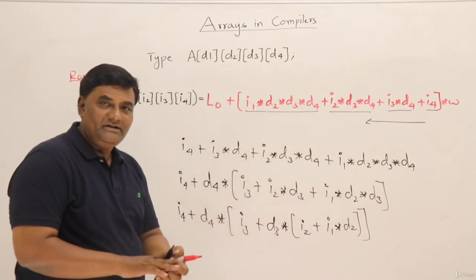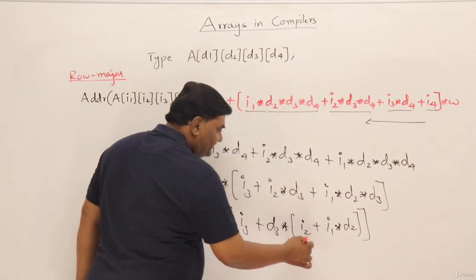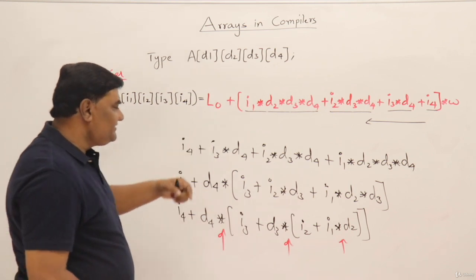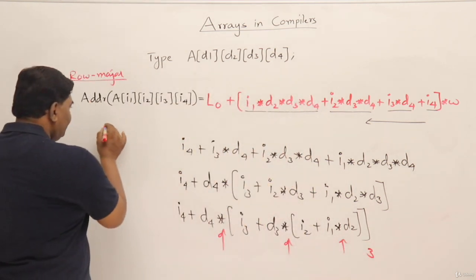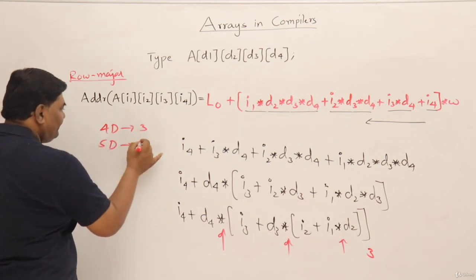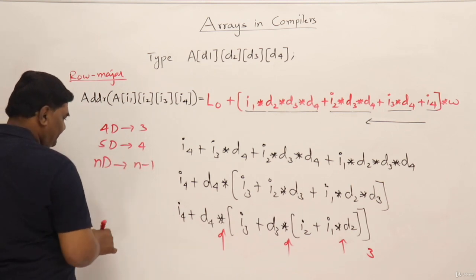So let us see how many multiplications are there. This is 1, 2 multiplications, 3 multiplications. So for 4 dimensions, there are just 3 multiplications. For 4D, 3 multiplications are there, and for 5D, there will be 4 multiplications. So for nD, there will be n minus 1 multiplications.